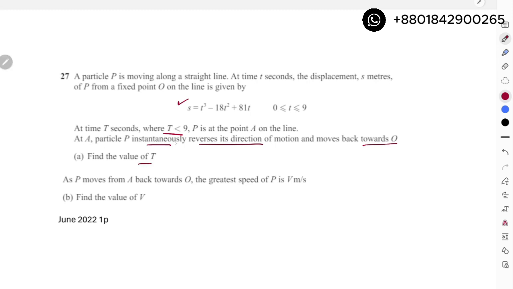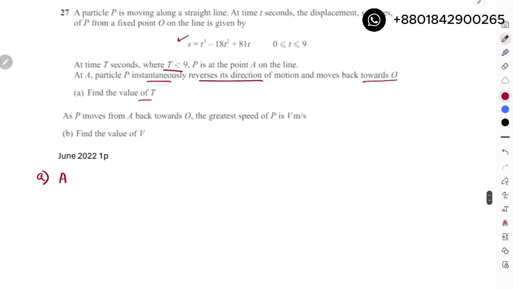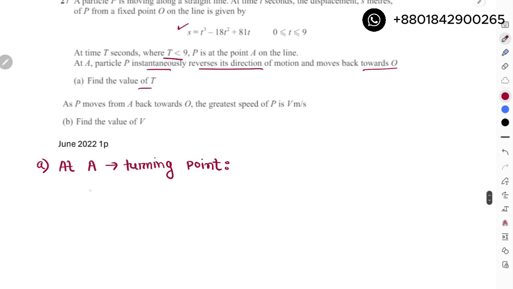Like at point A, P was instantaneously at rest, right? And then reverses its direction. Obviously, at the turning point also velocity is 0. Not only at instantaneous rest, but also at the turning point your velocity is 0. So I can say that at point A, as this is the turning point, velocity is going to be 0, but for that I'll have to first find the expression for velocity. So I'm going to write dx by dt, which is 3t square minus 36t plus 81, and that will be equal to 0.